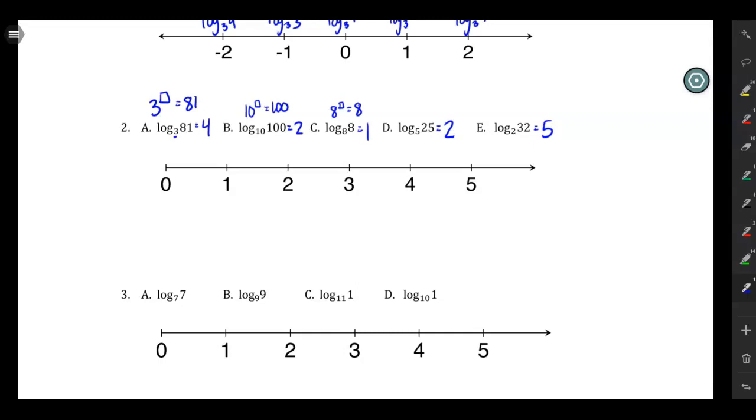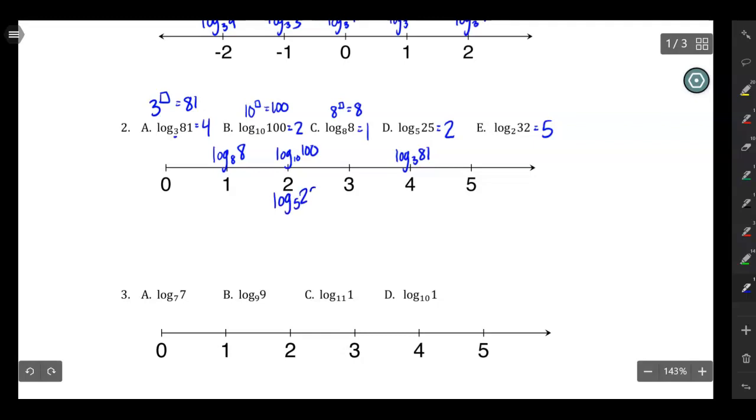So I can use that to go ahead and place these logs on the number line down here. Maybe you wrote them in as we filled them in. Log base 10 of 100. Log base 8 of 8. There's 2 here at 2. Log base 5 of 25. And then log base 2 of 32.